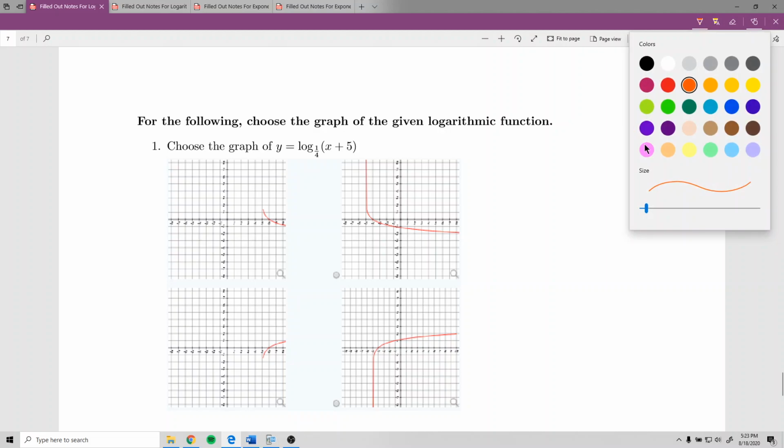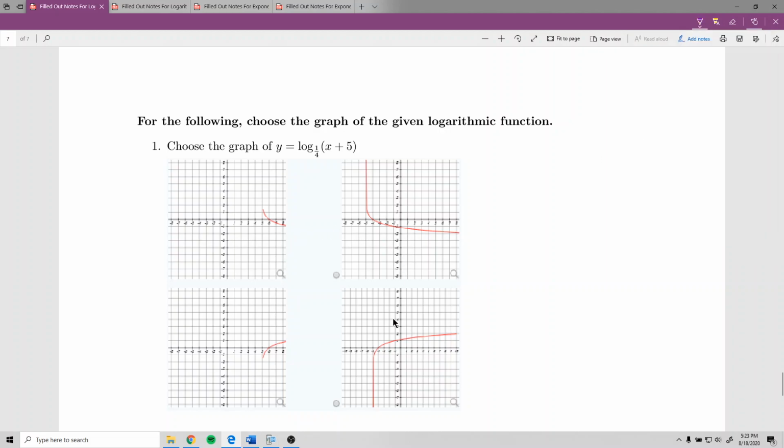Right, so number one here, you see the four graph choices. It says choose the graph of y equals log base 1/4 of x plus 5. Now you can do the domain or the vertical asymptote, it'll be good enough. And the vertical asymptote is just easier to do because you don't have to worry about the inequality. So for the vertical asymptote, set the inside x plus 5 equal to 0 and solve that. And our vertical asymptote is at negative 5.